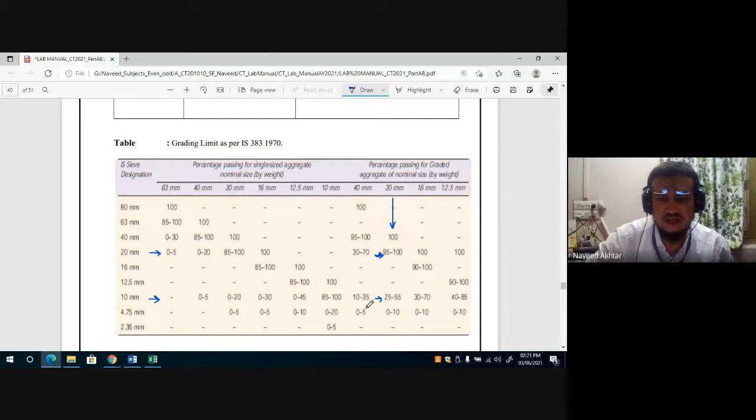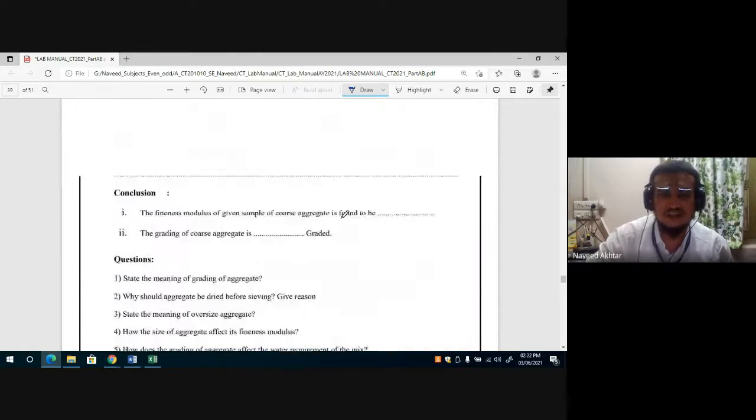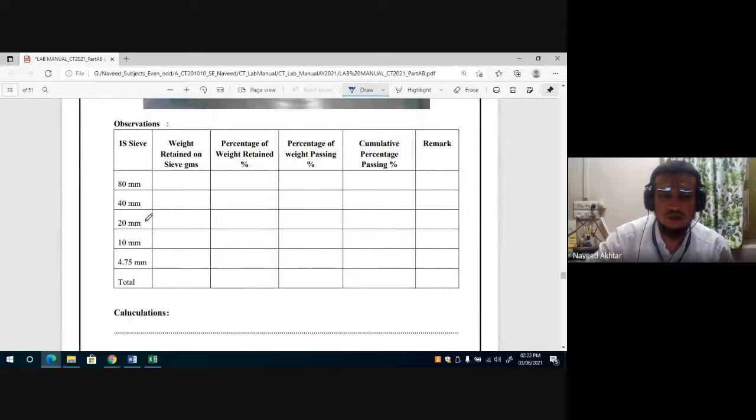the 10 mm IS sieve will pass 25 to 55 percentage of your aggregate. The percentage passing of graded aggregate, this column for 20 mm we are taking here by weight, okay, and 4.75 it is 0 to 10%, and 2.36 should be nil, okay. So likewise from this table, if your range matches with your grading, you have done the grading here for 20 mm passing percentage.